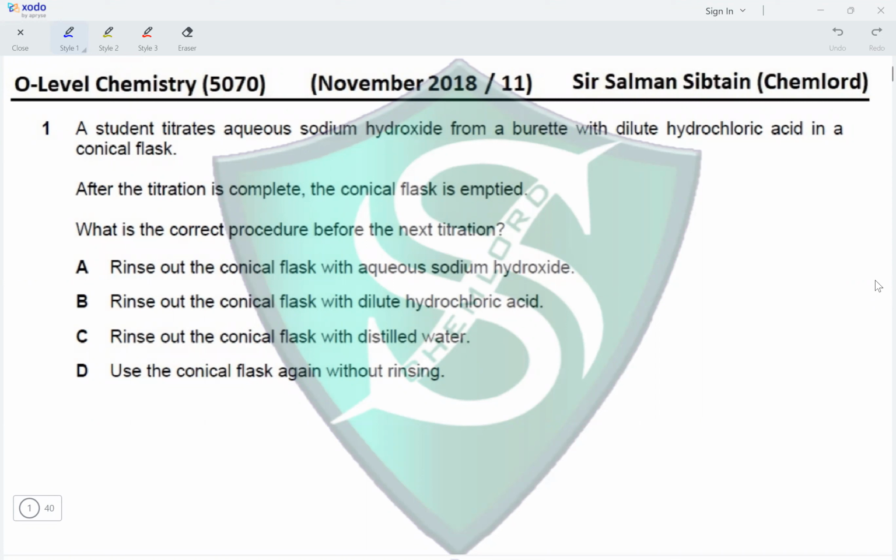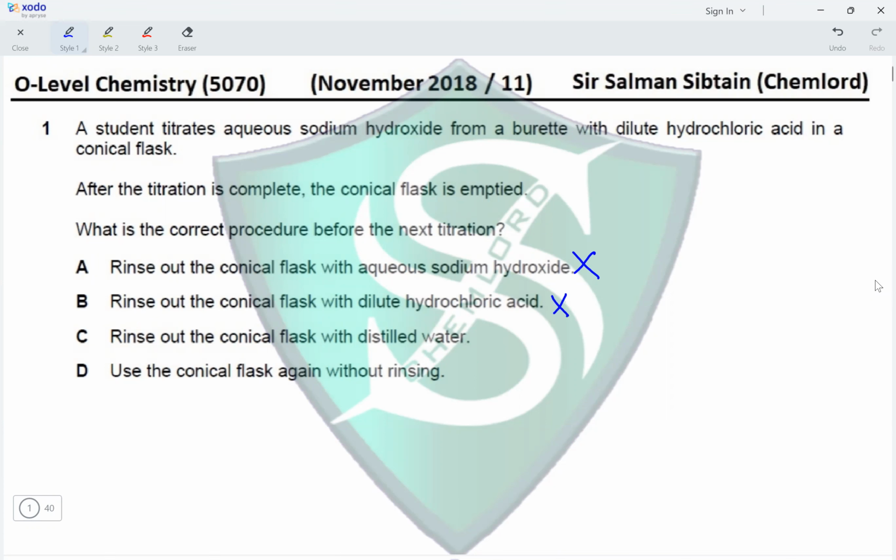Rinse out the conical flask with aqueous sodium hydroxide. No, that would increase the concentration of sodium hydroxide while titrating, so the moles of sodium hydroxide would be more. This is incorrect. Rinse out the conical flask with dilute hydrochloric acid. This would increase the moles of HCl involved in the titration, and the number of moles present in the conical flask would be unaccounted for.